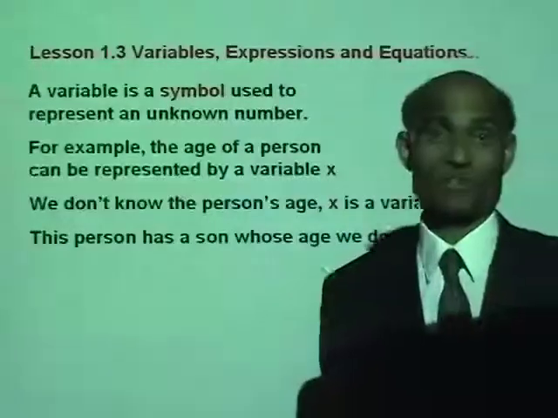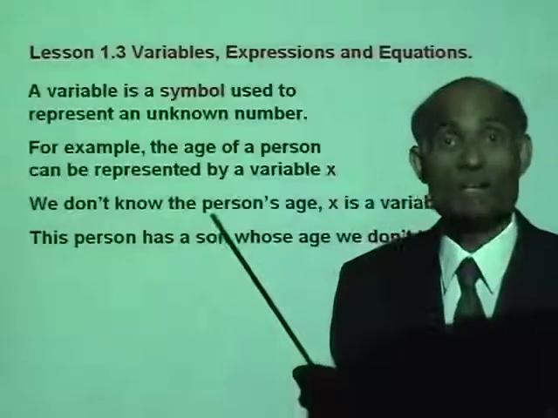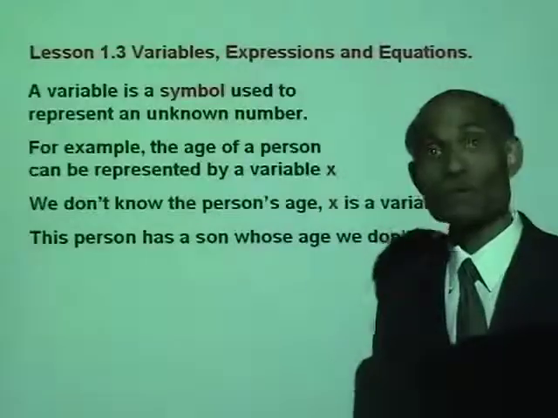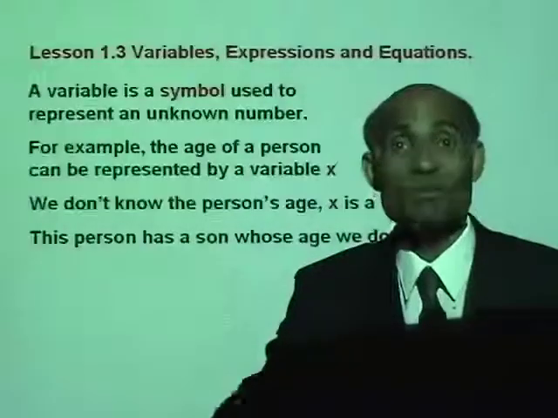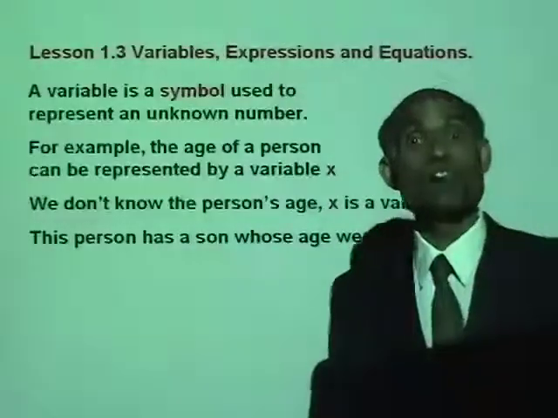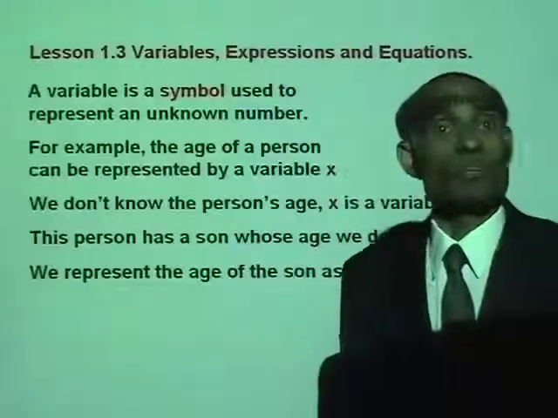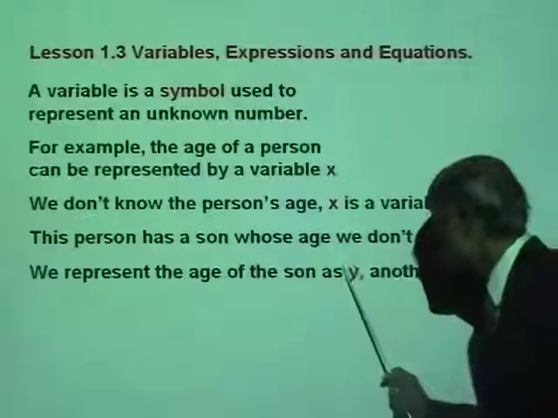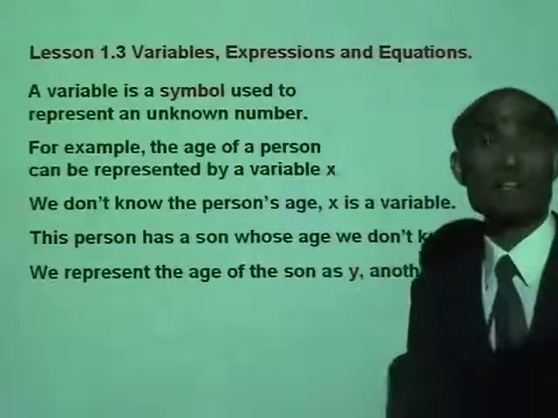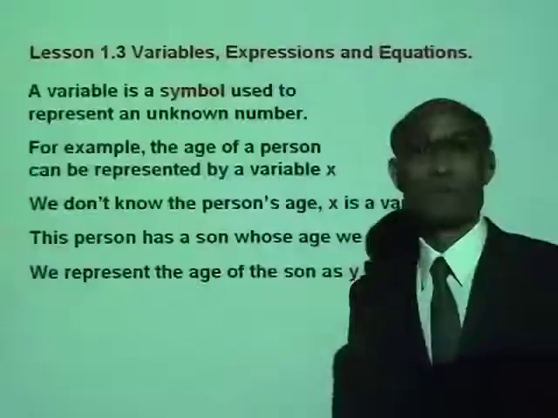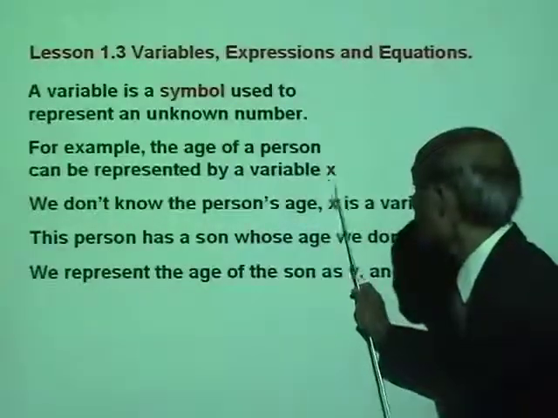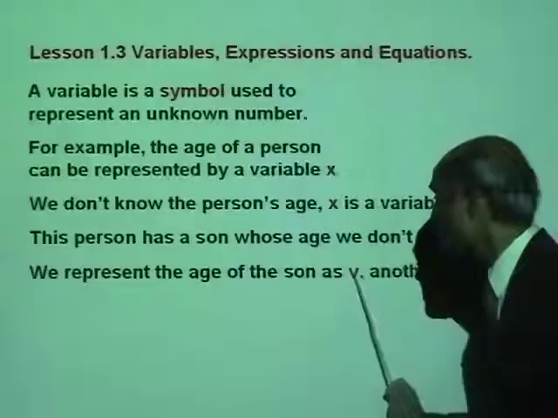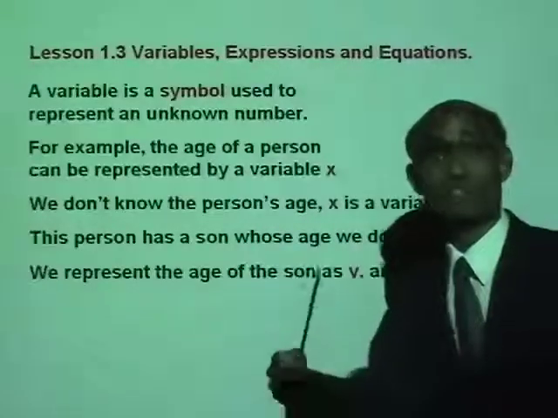Now, suppose this person has a son whose age we don't know. Alright, we can use another variable to represent the age of that person's son. What will you use as a variable? Let's represent the age of the son using the variable y. So, x represents the age of the person. Y represents the age of that person's son.